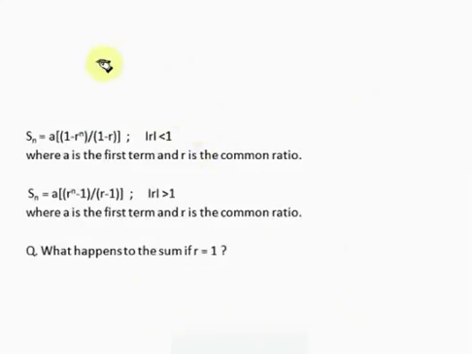If the magnitude of R is less than 1, then the sum to n terms is A into (1 minus R raised to n) upon (1 minus R), where R is the common ratio and A is the first term. If the value of R is greater than 1, then the sum to n terms becomes A into (R raised to n minus 1) upon (R minus 1), where A is the first term and R is the common ratio.